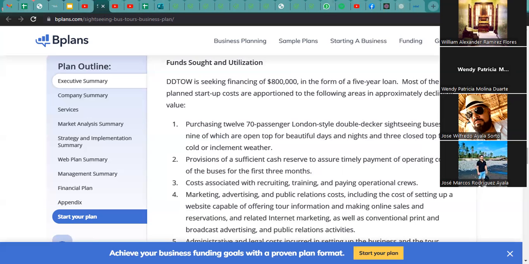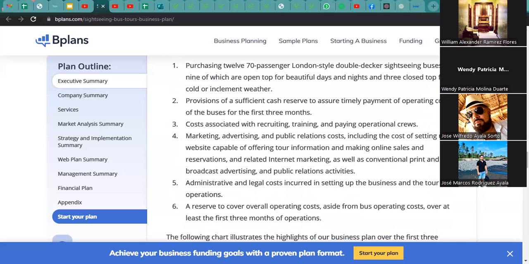Funds, sources, and utilization, right? Yes, please. Okay, the town is seeking financing of 800,000 in the form of a 5-year loan. Most of the planned startup costs are apportioned to the following areas in approximately declining value. Purchasing 12 70-passenger London-style double-decker sightseeing buses, 9 of which are open top for beauty days and nights, and 3 closed top for cold or inclement weather.